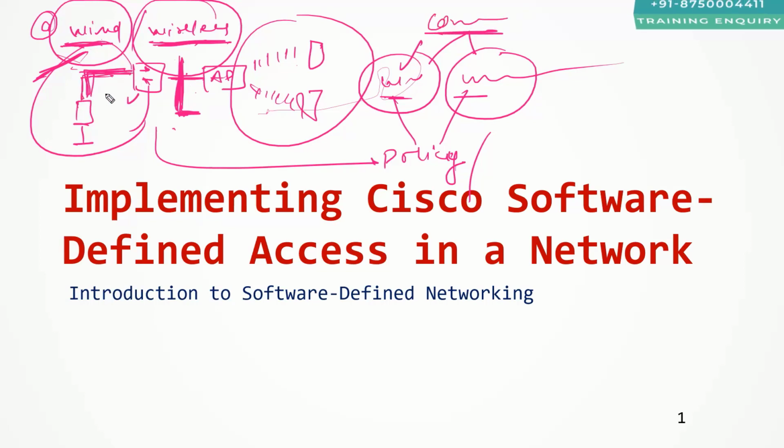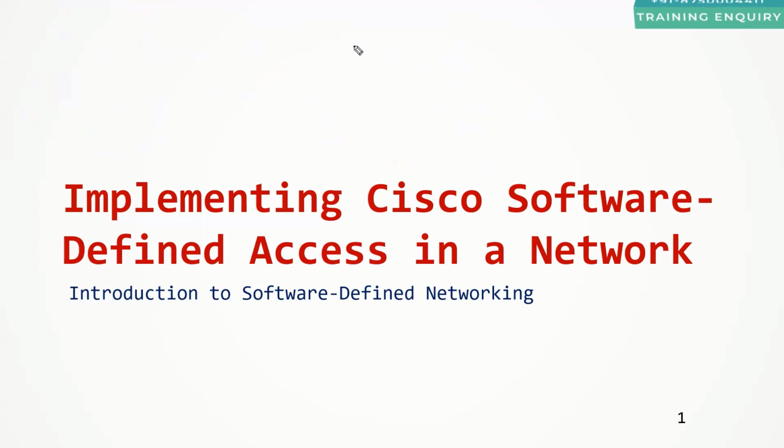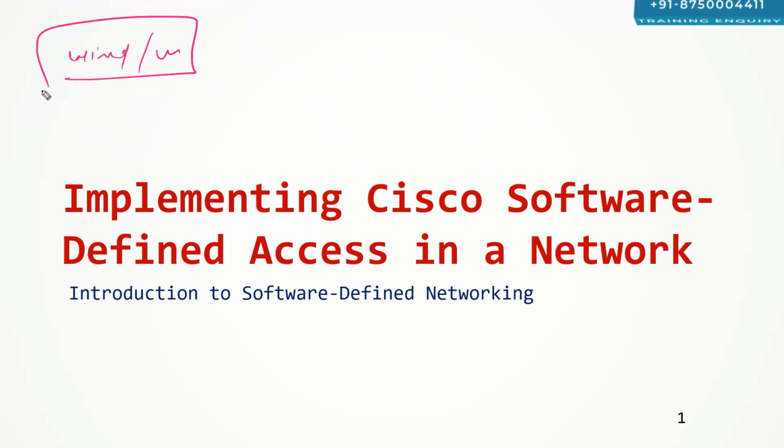A user that can connect with both wired and wireless technologies will have a different policy for wired and a different policy for wireless connections. So managing an infrastructure that has both wired and wireless is also going to be a time consuming process.